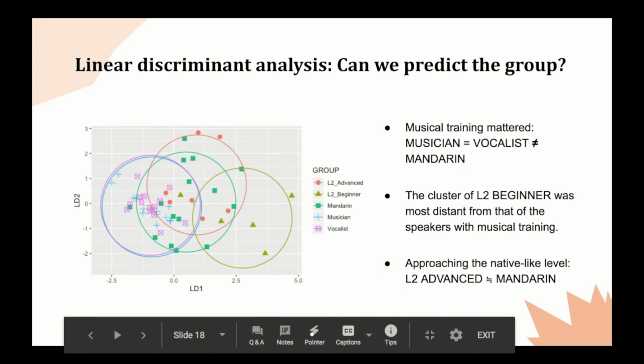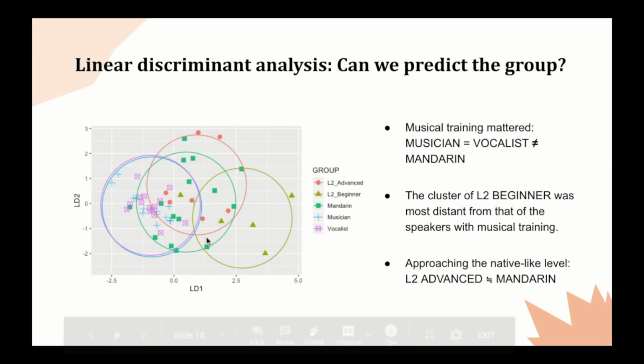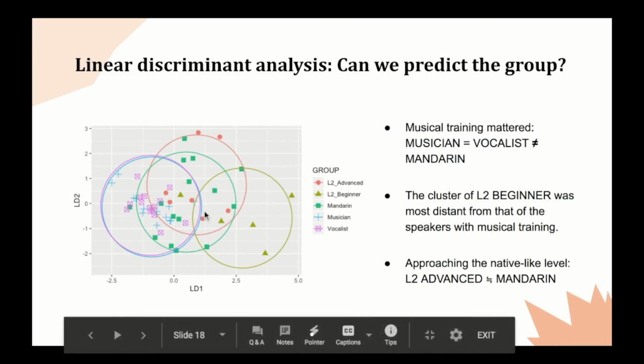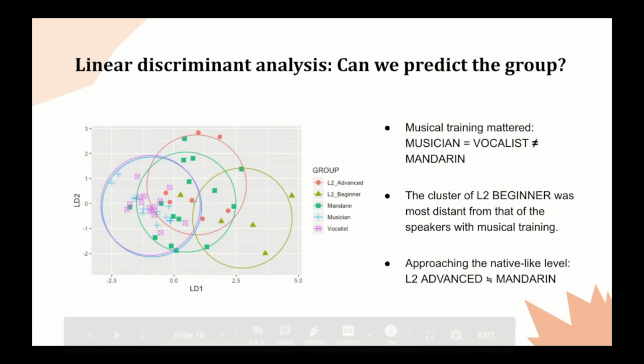Both had some distance away from the cluster of Mandarin, which is the green one in the middle, and the cluster of L2 beginners, which is the olive green, was the most distant from that of the speakers with musical training. And our L2 advanced learners, which is the red circle, somehow overlap with the cluster of Mandarin. That suggests they might be approaching the native-like level on pitch perception and vocal pitch control.